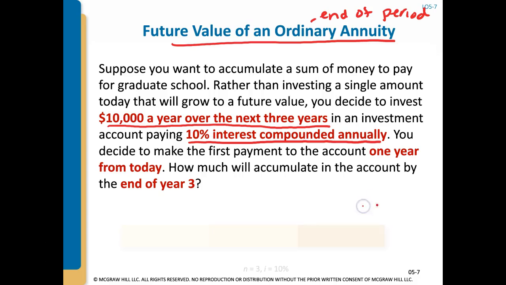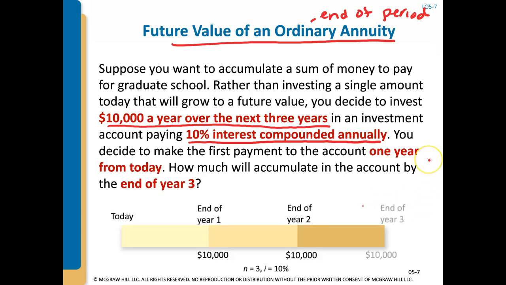So let's just take a visualization of what is happening. So it says, okay, we're here today, and you're going to make $10,000 at the end of each of the next 3 years. And because it's compounded annually, when you look at our factor tables, our N, our compound period, is 3, and our interest period is 10.